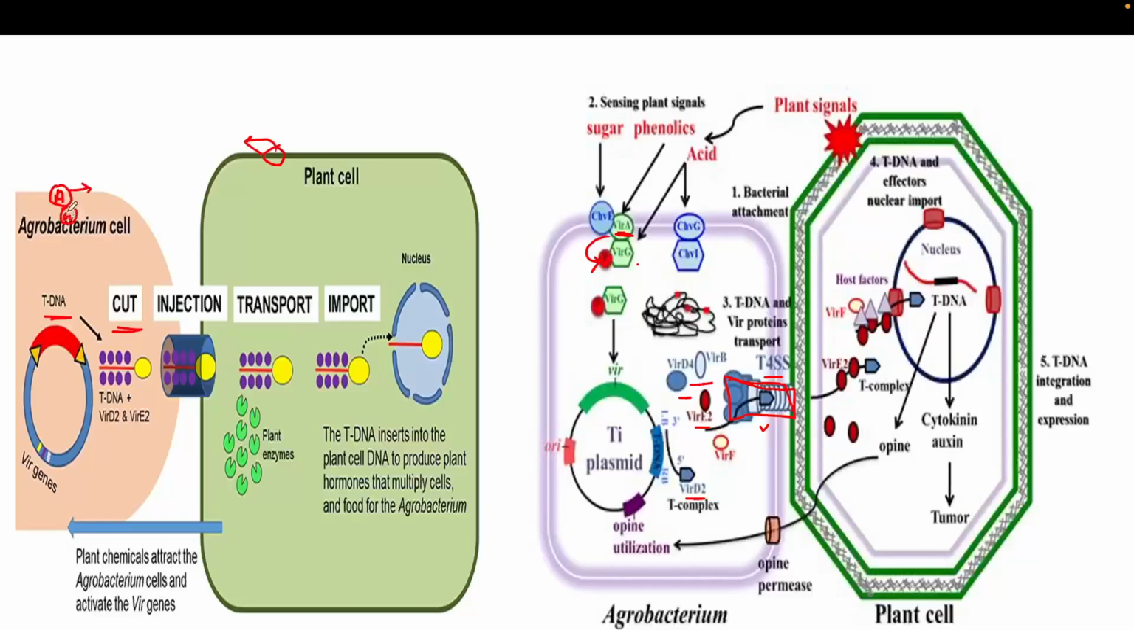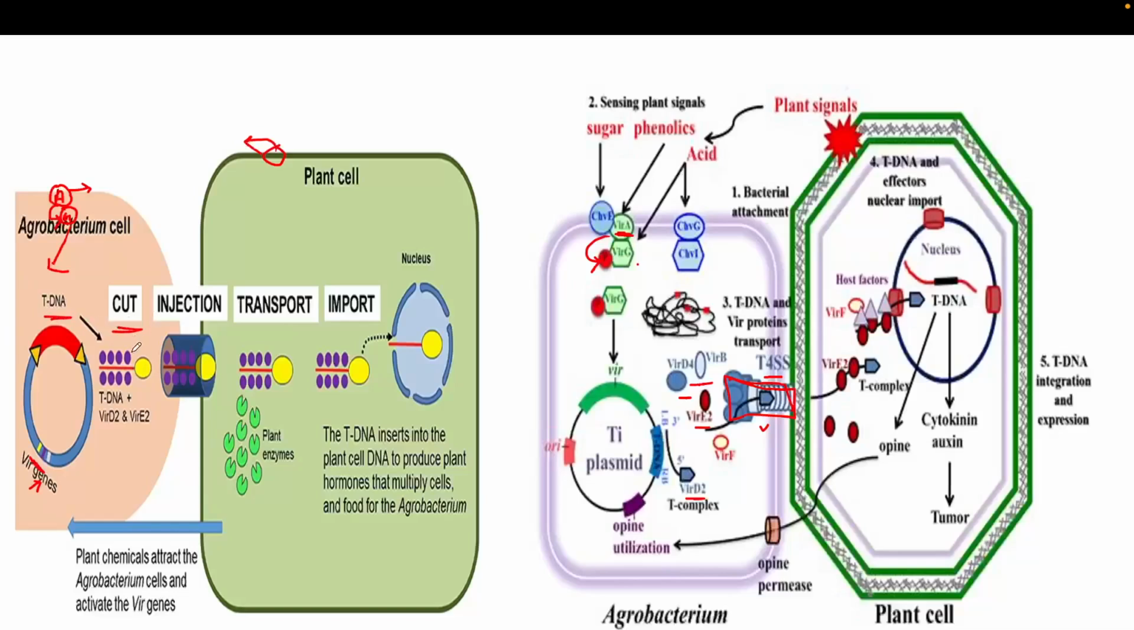There is a virulence gene G which is attached with the virulence gene A. Once A is activated, it will activate the virulence gene G. Once the virulence G gene is activated, it goes to the downstream part. After releasing from the virulence gene A, it will go to the downstream part, and in the Ti plasmid it will activate the remaining virulence genes which are present here. It will activate other virulence genes which are responsible for the T-DNA transfer.